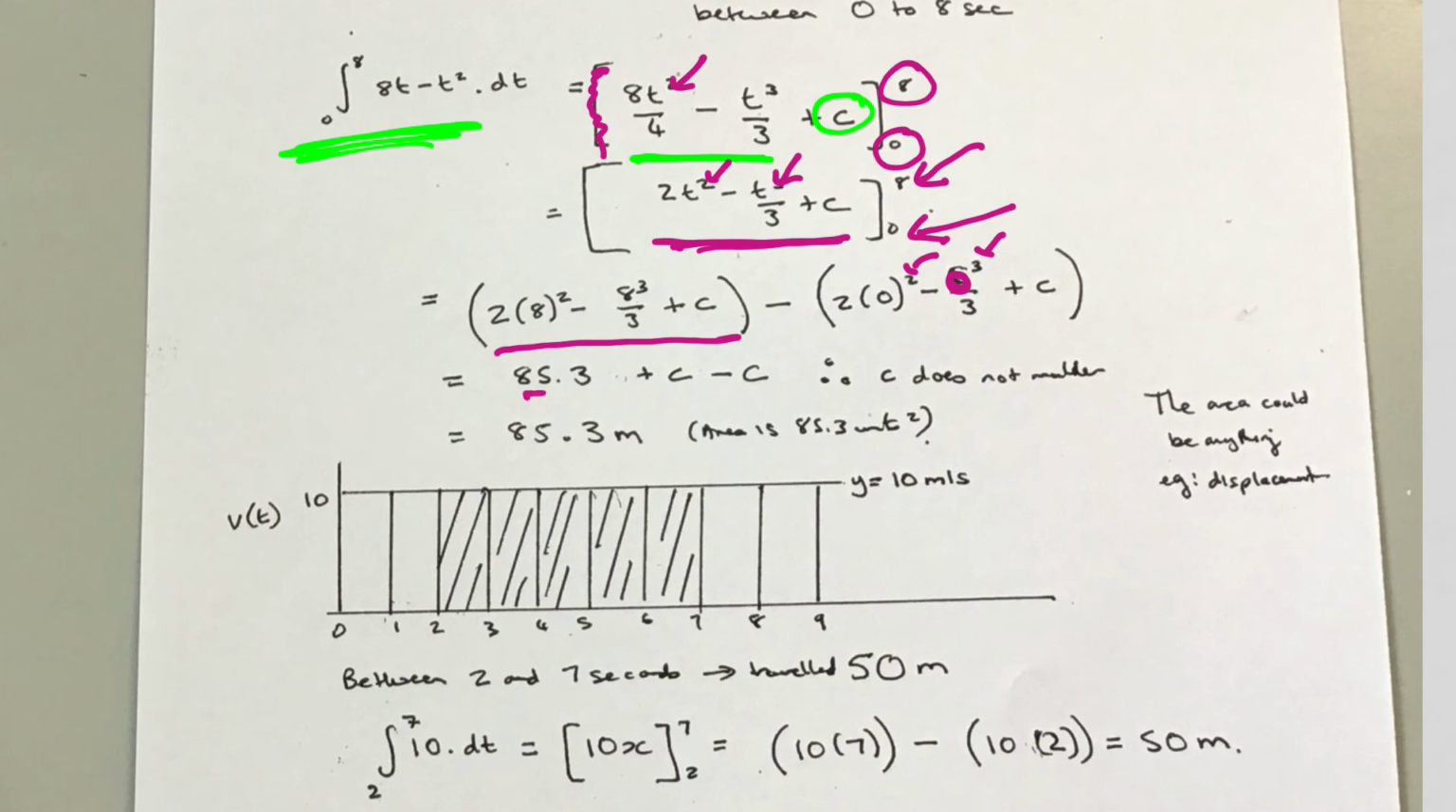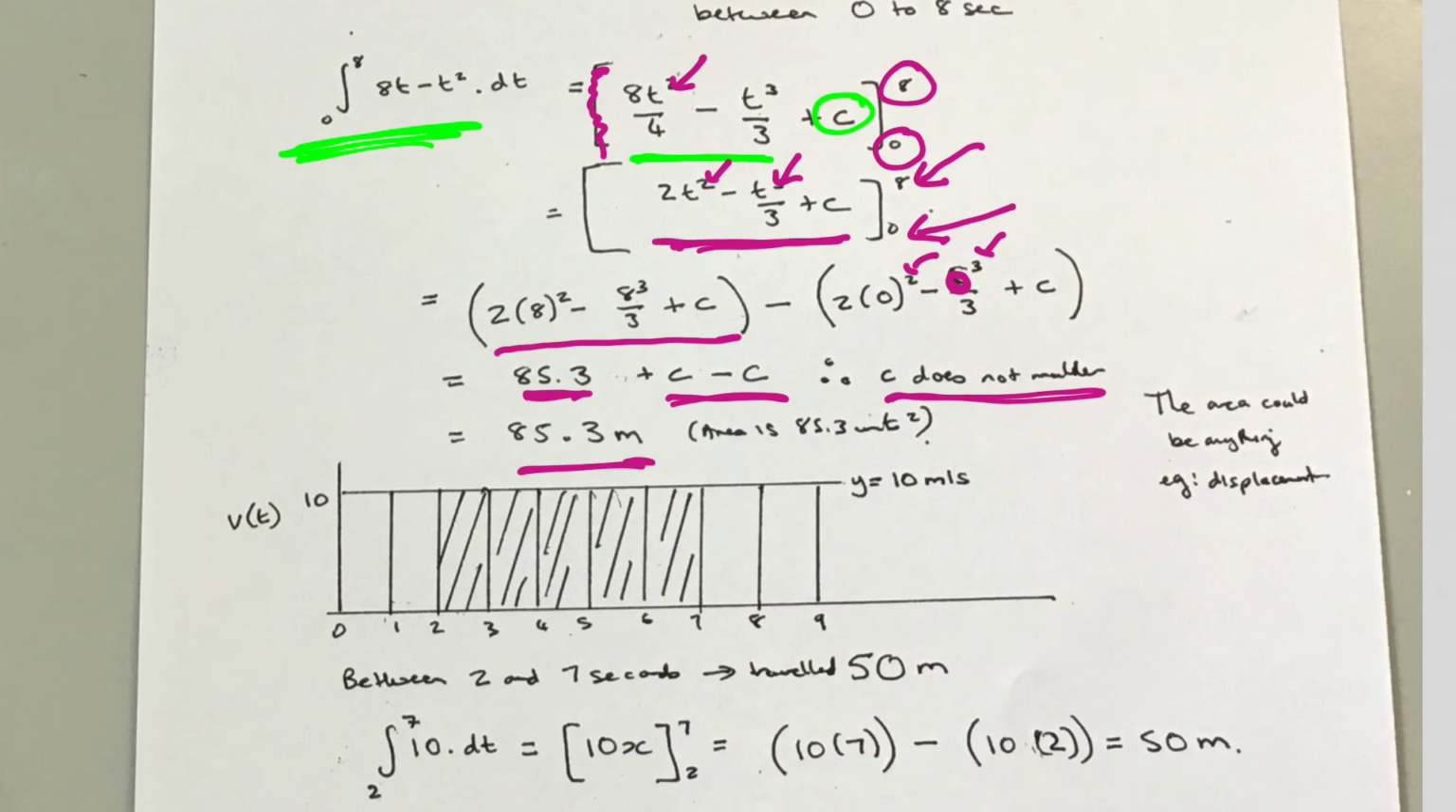So this one adds up to 85.3, right? And that's rounded off to 3 significant places. This one adds up to 0 because you've got 2 times 0 squared, etc. And then the minus c and the plus c, they cancel out. So again, you can see that c doesn't matter, so you won't bother to mention it at all. There's just no point. And this is the area under that curve between 0 and 8 seconds, which up till now you've not been able to calculate.